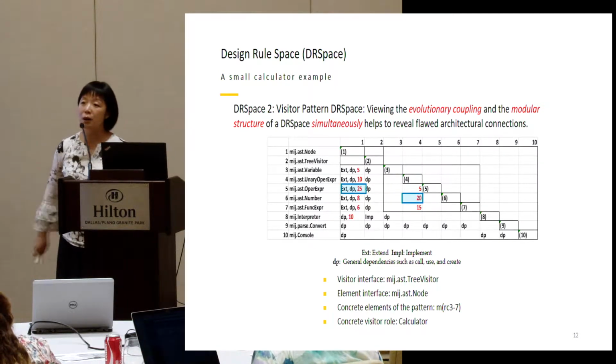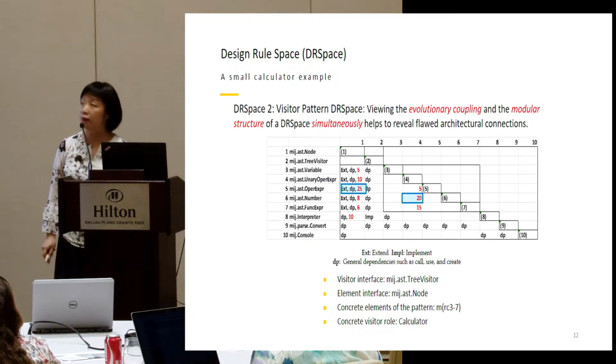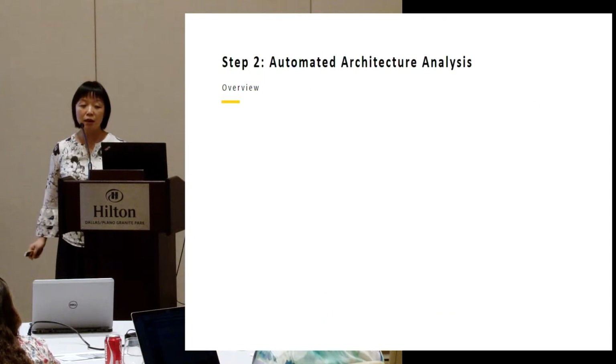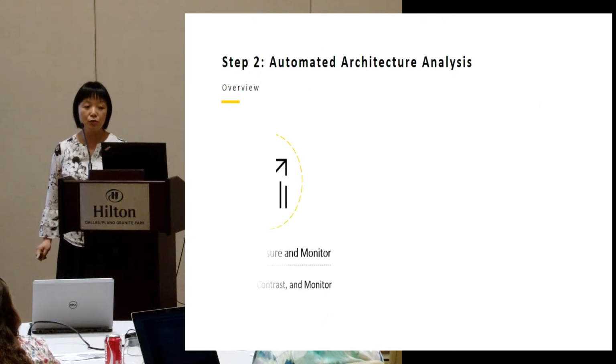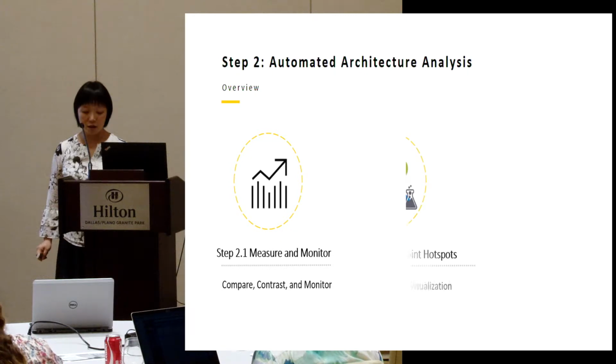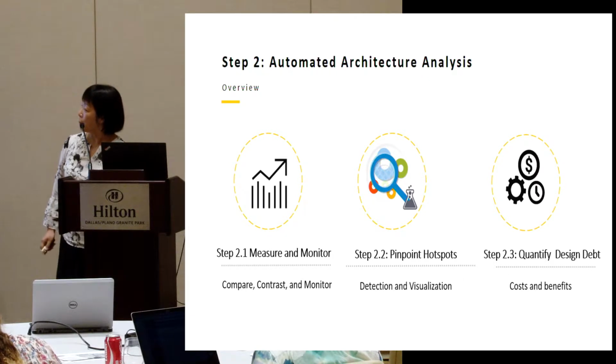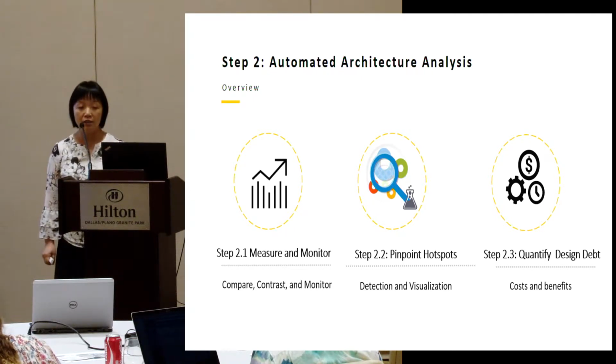Okay, so this is our model, design structure matrices, and as we can see, we use DSM to represent various design spaces in a software system, and we can model structure and evolution information simultaneously. Okay, and using this DSM model, we are now ready to go on with our various analyses. The first one, measurements, measure and monitor. Second one, pinpoint the hotspots, and finally, quantify the design debt.